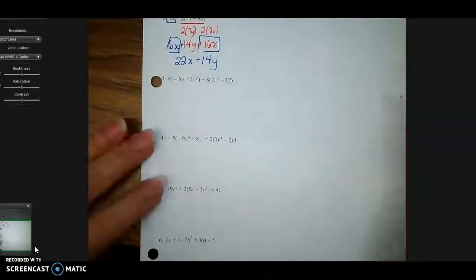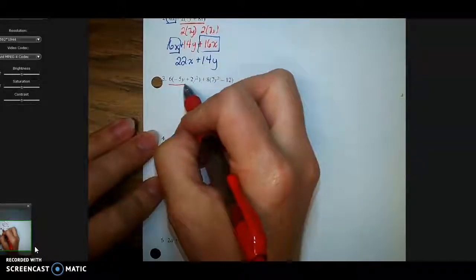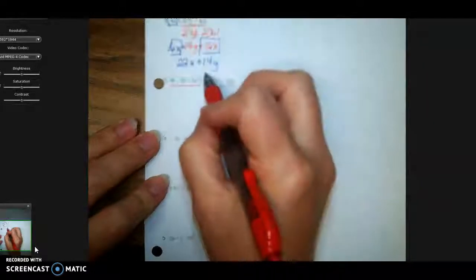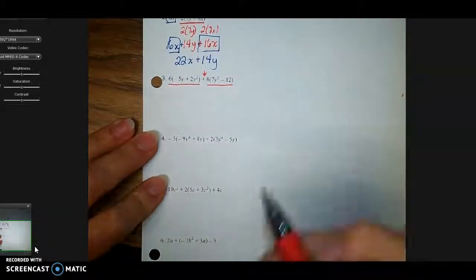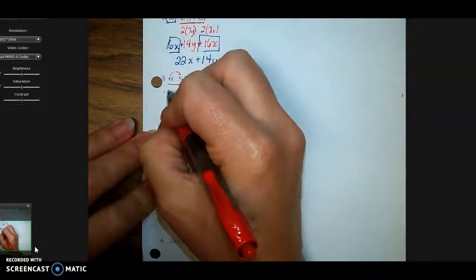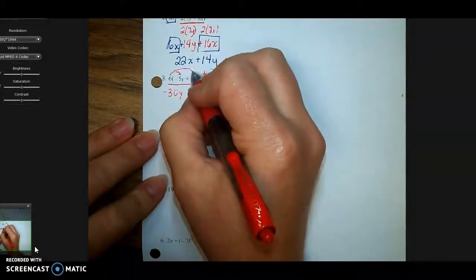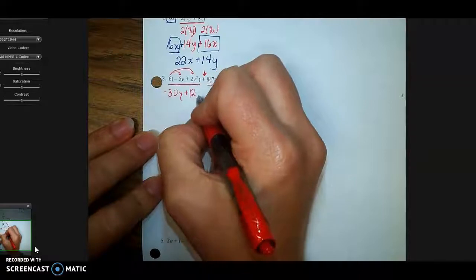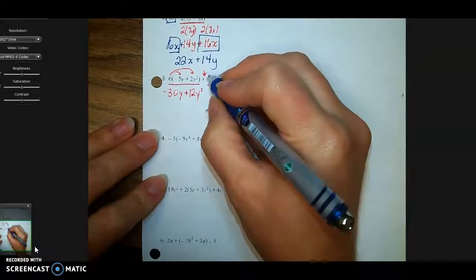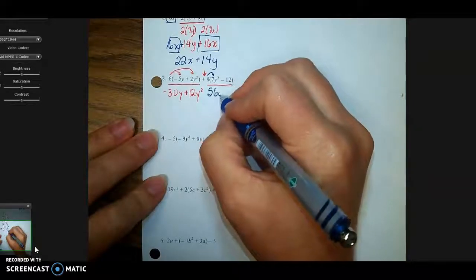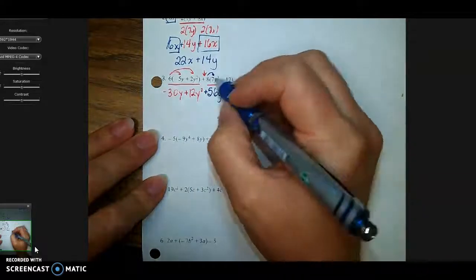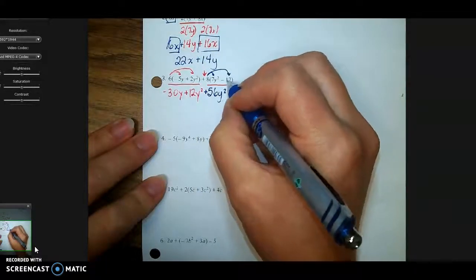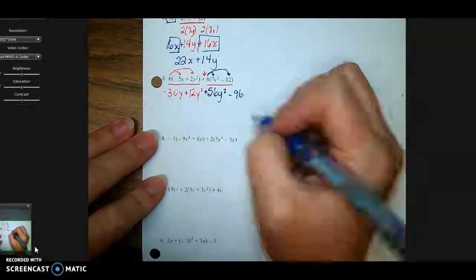My next one there, I actually have 2 distributive property problems going on to start with, and they're being added to each other. So once I do the distributing, I'm going to add them to each other. So I end up with negative 30y plus 12y squared. And over here, I'm going to end up with 56y squared, and it's positive, so I'm going to put a plus sign because I'm combining those two, and I'm going to end up with negative 96.